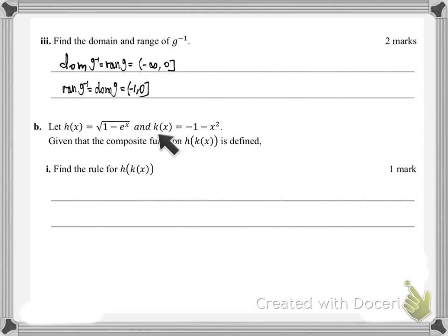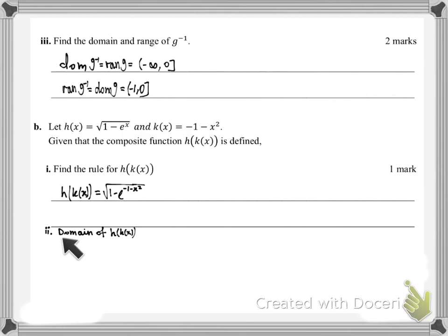Now let's construct the next rule. This is a composite function we're constructing, h of k of x. So we simply sub the k of x function, this minus 1 minus x squared, into the h of x rule. And we just get this square root of 1 minus e to the minus 1 minus x squared equation. Nice, easy.